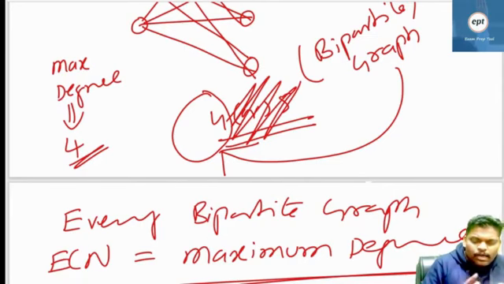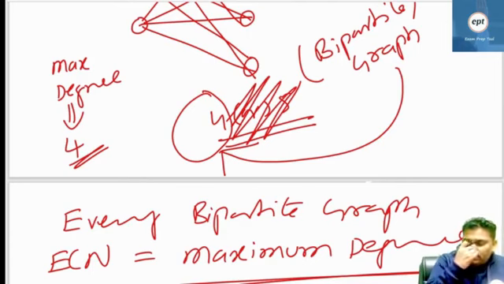The actual answer is 4 or 5. Maximum degree you only said 4. So the answer should be either 4 or 5, right? Because it is bipartite, 4 only. Every bipartite graph, edge chromatic number is maximum degree. If you do it manually, it is time consuming.